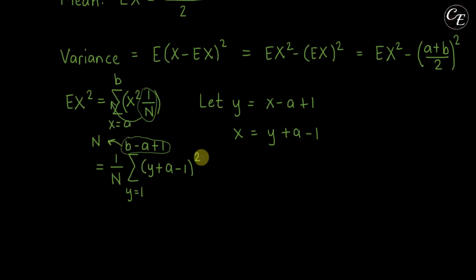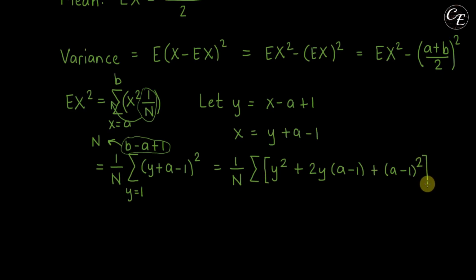Then let us expand this square term for y and a minus 1. So we have 1 over n, summation of square of y plus 2 times y times a minus 1, then plus square of a minus 1. This is from y equals 1 until n.